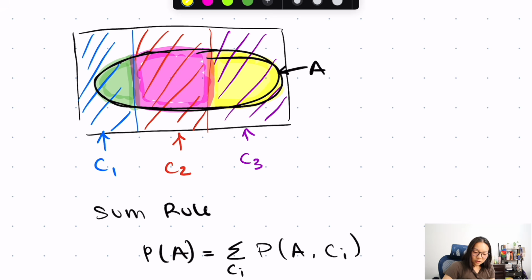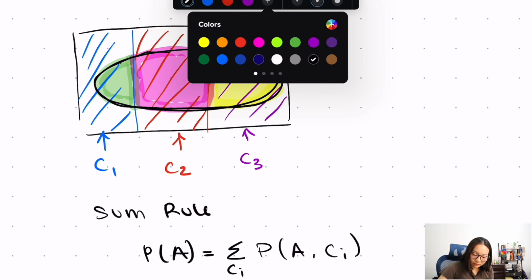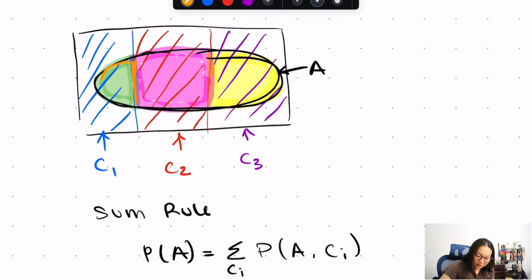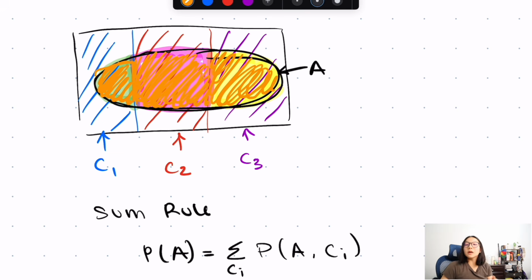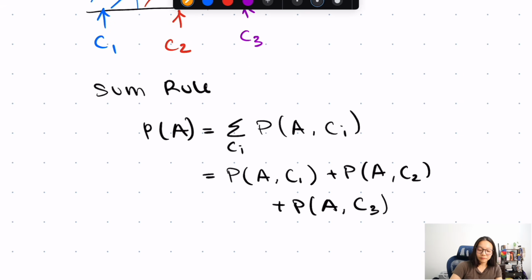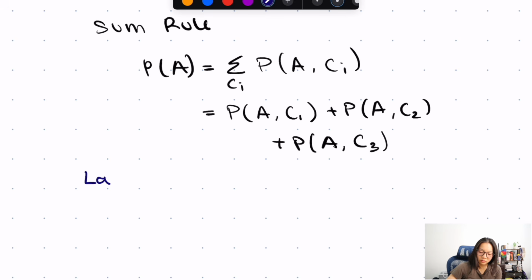Sorry, let me change a marker. Okay, let's use orange. Okay, so that means that we're summing up this section over here, and then this middle section here where the orange barely shows up, and then this section over here. And that's just saying that when we sum up these three sections, that equals the probability of this event space A, which looks really obvious from this diagram, but now we're just putting it into a mathematical formula. Then we have something called the law of total probability.